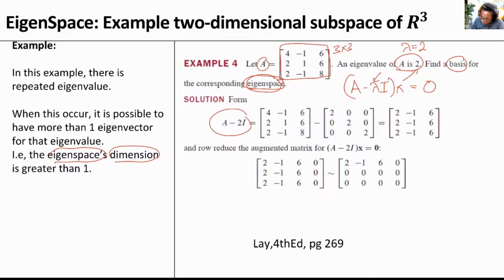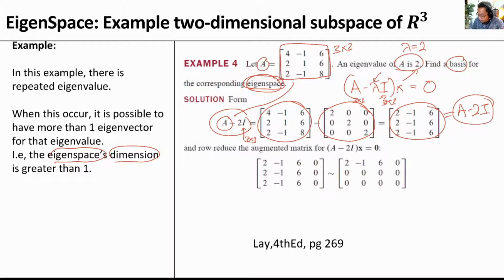And now A is a 3 by 3 matrix, so I must be a 3 by 3 matrix. So this I is a 3 by 3 matrix. And we write A here. We write 2 times I here. So we have A here and 2 times I here. And now we have A minus 2I. Once we have A minus 2I, we are trying to solve this equation for x such that x is a non-zero eigenvector.